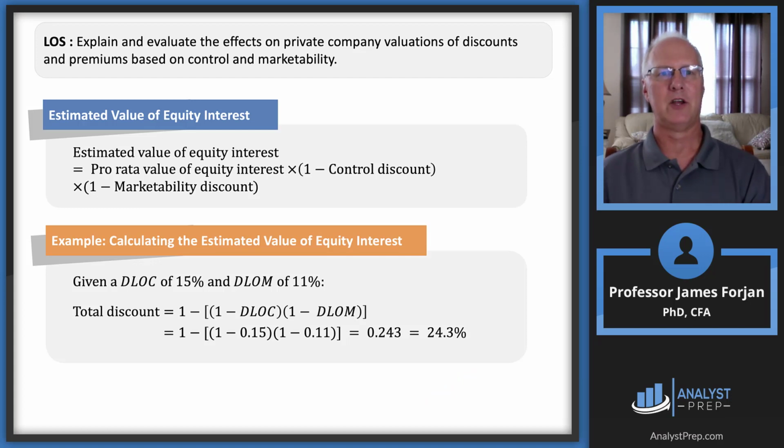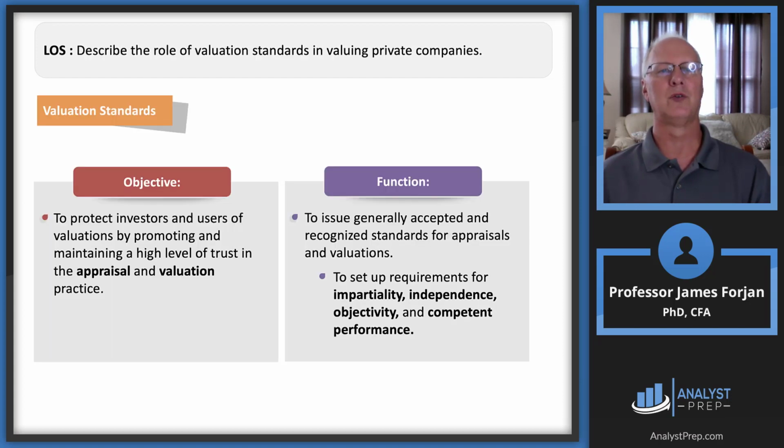All right, how about valuing an equity interest? Based on what we just talked about in those previous slides, all we're going to do is take the equity interest and multiply that by a discount. One is a control discount and one is a marketability discount. Boy, look at that simple example here. We've got a 15% and an 11%. So all we're doing is we're going to say our discount is 85% times 89%, and we do all that and we get about 25% of a total discount.